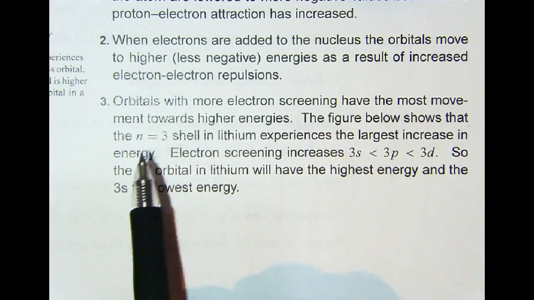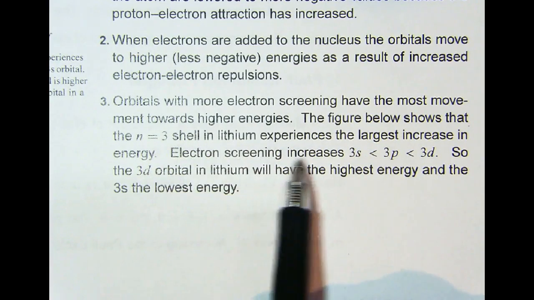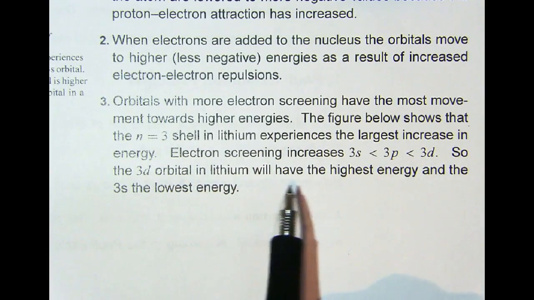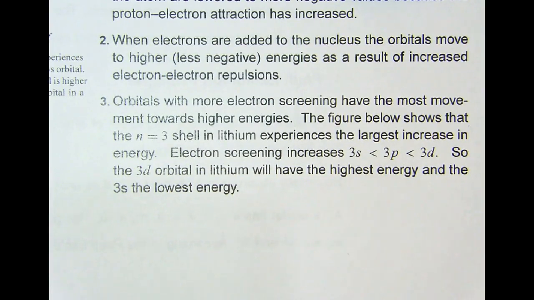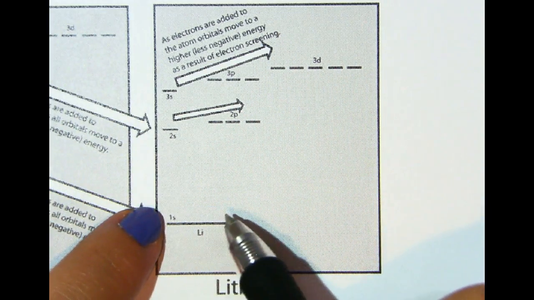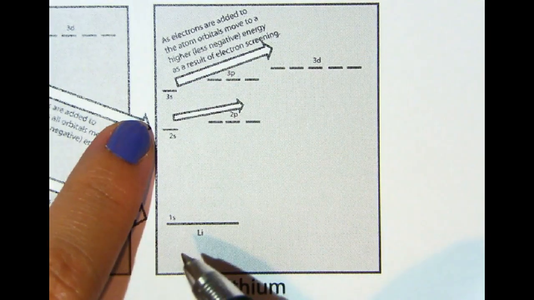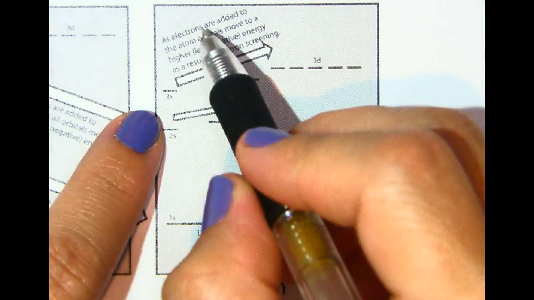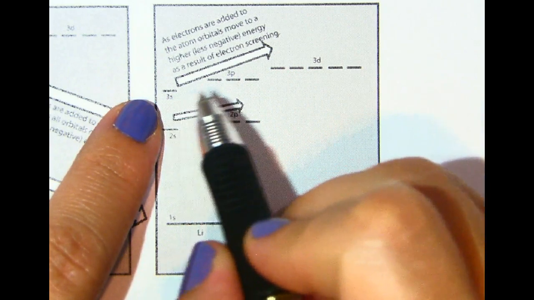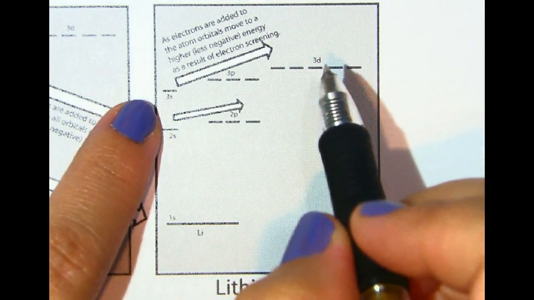The figure below shows that the n=3 shell in lithium experiences the largest increase in energy. Electron screening also increases as you go from s to p to d. So the 3d orbital in lithium will have the highest energy and the 3s the lowest energy. Just looking at lithium, because of the electron screening experienced from the 1s electrons and the 2s electrons, this level is experiencing a lot of screening, and so it's going to move to a higher energy. However, it's got a stepladder here, meaning 3s has less energy than 3p, which has less energy than 3d. Or you could say of these, 3d has the most energy.